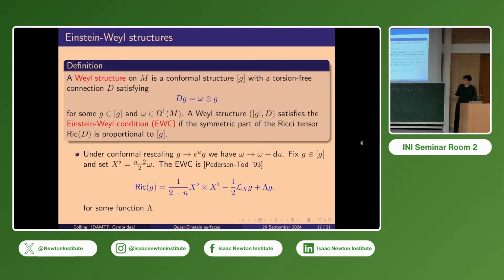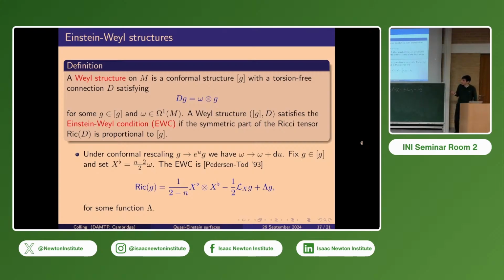So if we now fix some metric in the conformal class and again define x by some rescaling of this one-form, we can write down the Einstein-Weyl condition in this frame, and you'll end up with the following equation, which looks very much like Quasi-Einstein, where this m is 2 minus n. However, the difference is that here this function capital lambda doesn't have to be constant, and we would like it to be constant. And in fact, you have to allow this to be an arbitrary function in order for this equation to be conformally invariant.